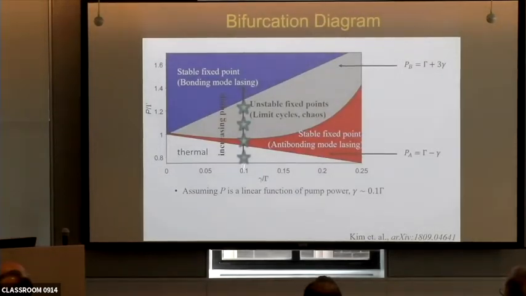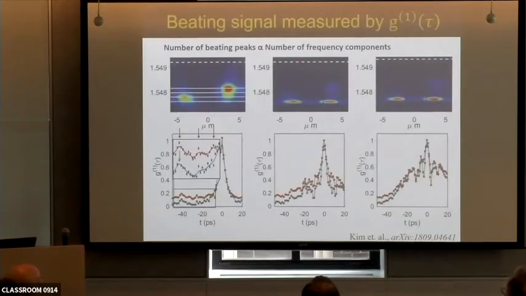So as a summary, basically, as we increase the pump power, we start from the thermal state to a first stable fixed point corresponding to anti-bonding state lasing, till the limit cycle regime, which is the unstable fixed point for the system that has those spontaneous oscillations. It's also expected to be a precursor for chaos for the system. And we can take a closer look at the properties of this limit cycle regime.